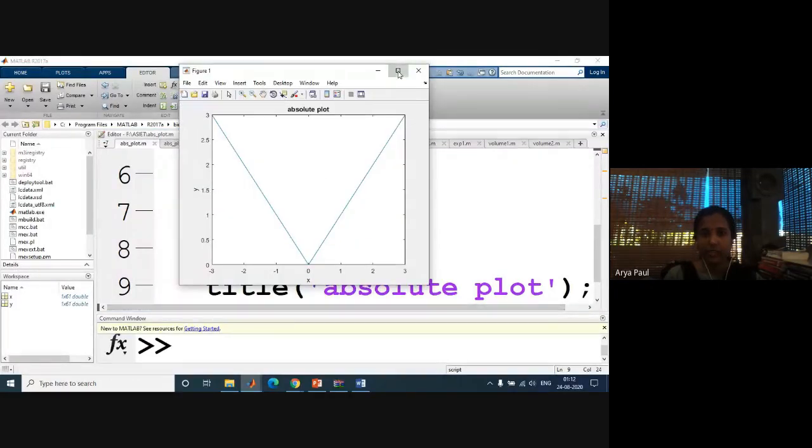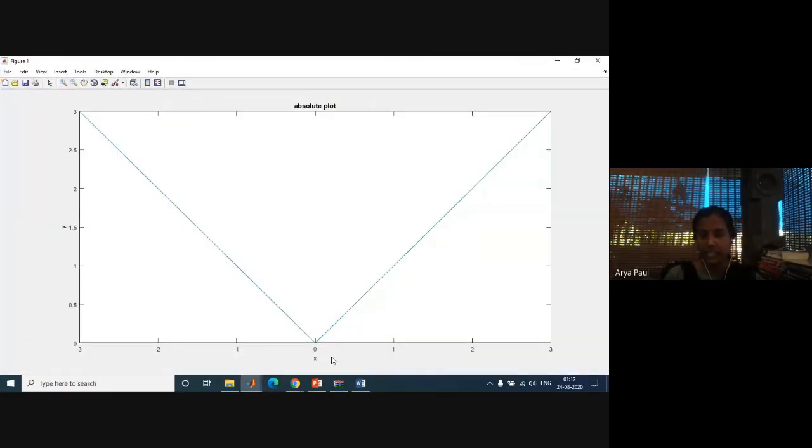So when you run this, you will get a figure window like this. What does this represent? Here you can see I have defined my x-axis as -3 to 3. You can define your x-axis as you wish. It need not be -3 to 3. You can define it from -5 to 5, whatever you want. So -3 to 3, I have defined my x-axis, and for all the positive values, that means 0 to 3, I am getting positive values only.